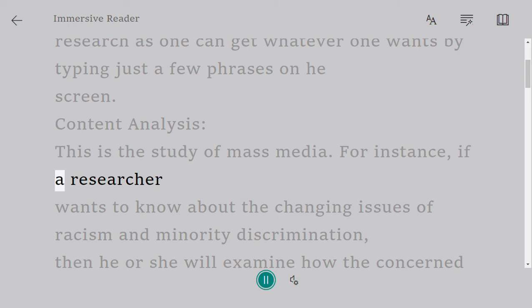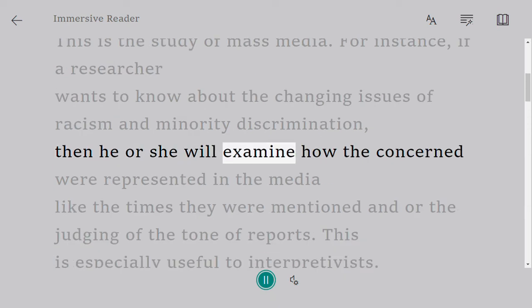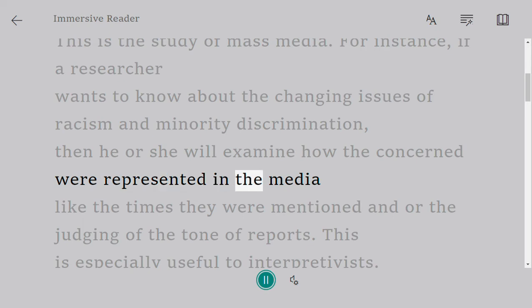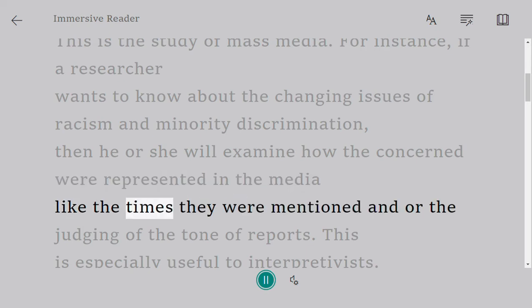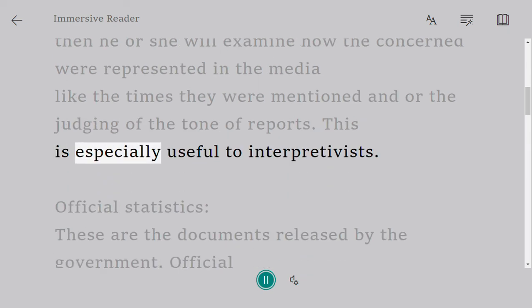For instance, if a researcher wants to know about the changing issues of racism and minority discrimination, then he or she will examine how the concerned were represented in the media, like the times they were mentioned and/or the judging of the tone of reports. This is especially useful to interpretivists.